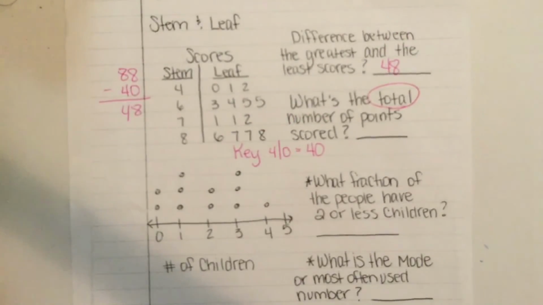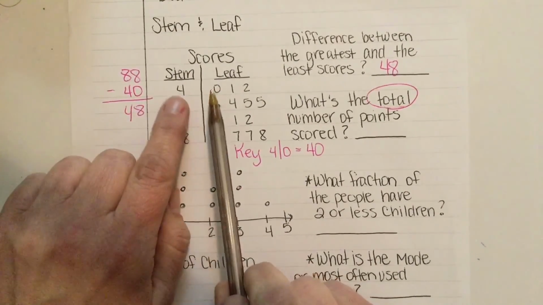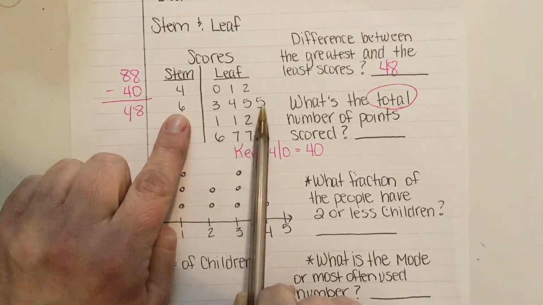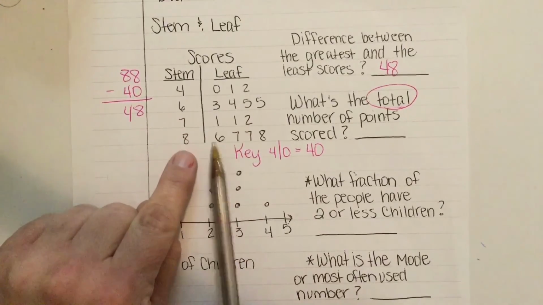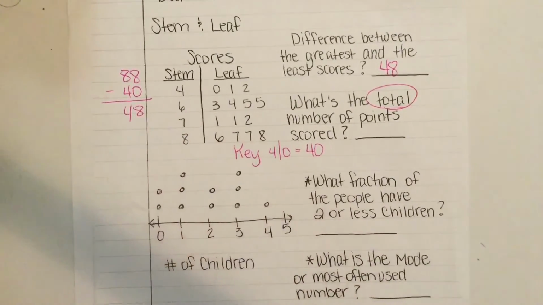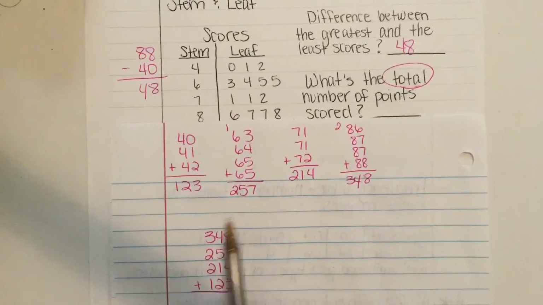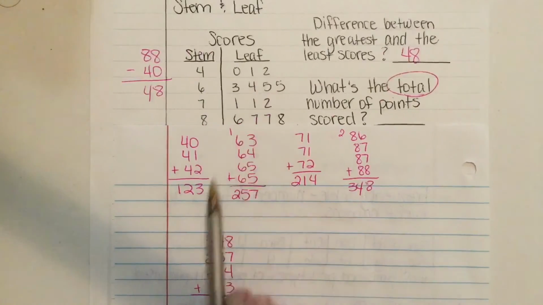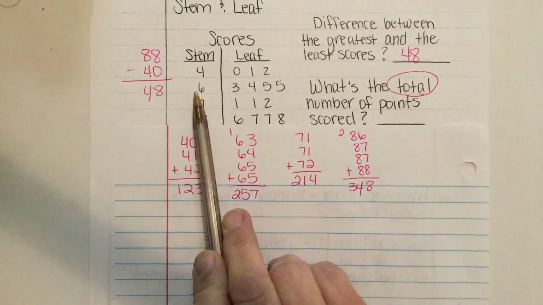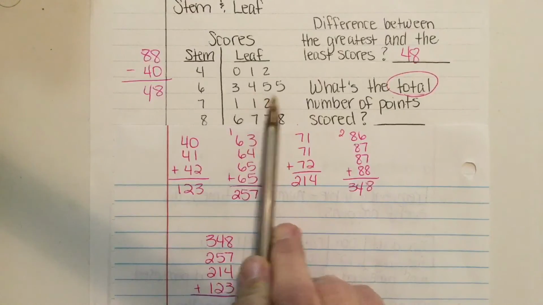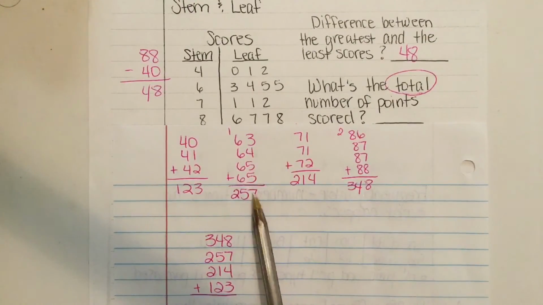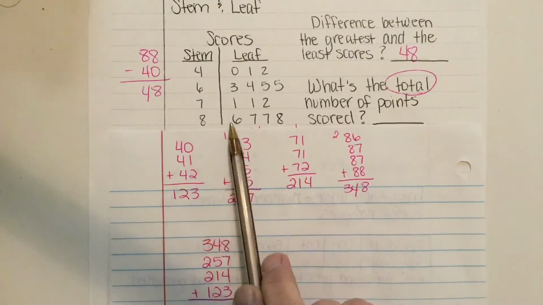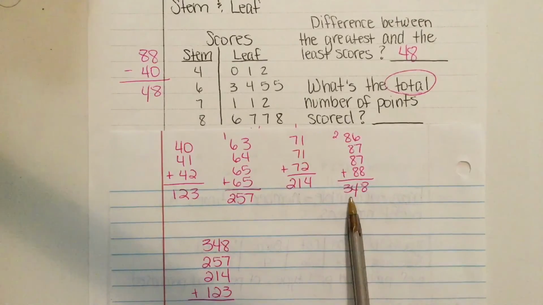Okay, so what you should have done was added 40 plus 41 plus 42 plus 63 plus 64, 65, 65, 71, 71, 72, 86, 87, 87, and 88. So what I did was I did all the stem 4. I did all of these, 40, 41, and 42. I got 123. And then the stem for 6, 63, 64, 65, and 65. I got 257. 71, 71, and 72 was 214. 86, 87, 87, and 88 was 348.